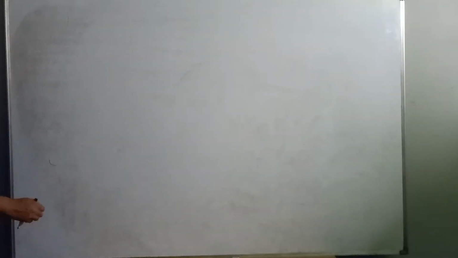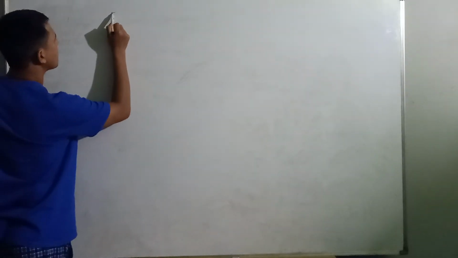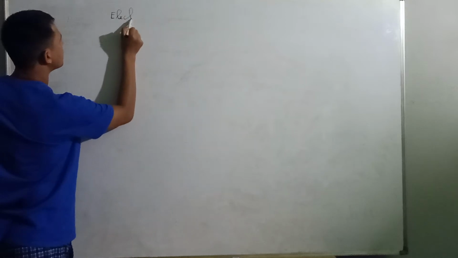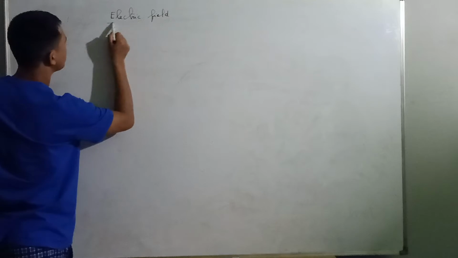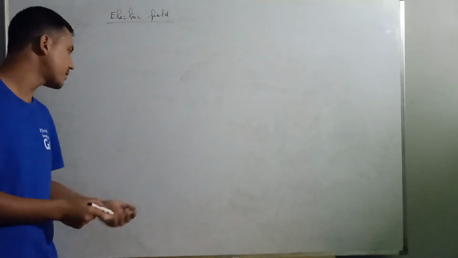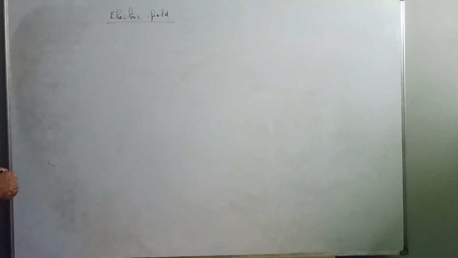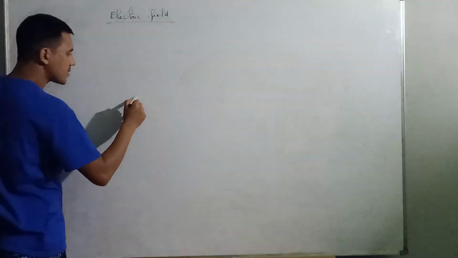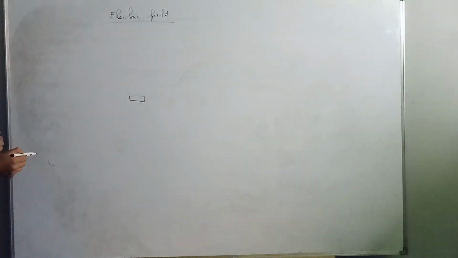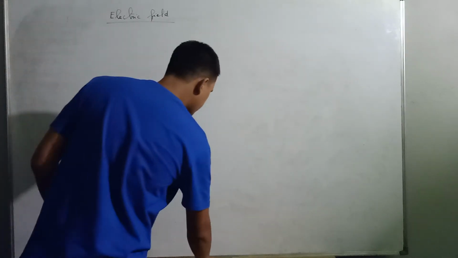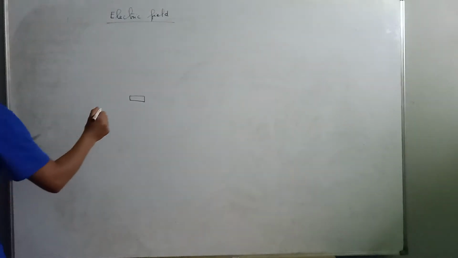So the next topic that I'm going to discuss is electric field. In order to understand what electric field is, I'm going to take an example of a magnet. Let's say that there is a small magnet placed in this manner. A small bar magnet.